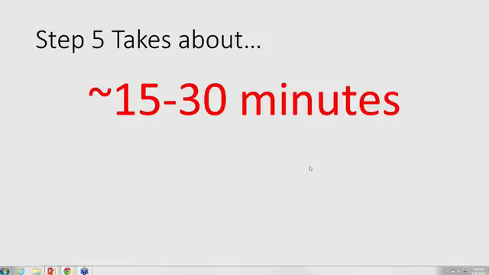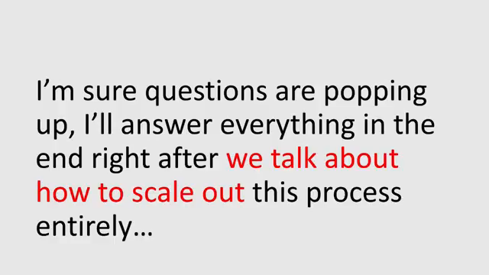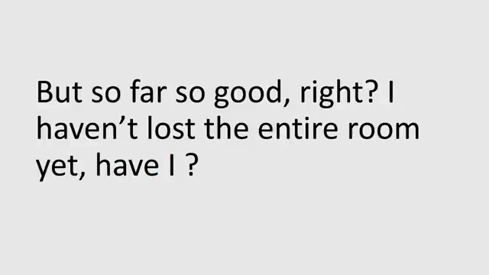Okay, so recap. You've made a new post, you added the embed, you haven't broadcast it yet, okay? You added some content, a link out to your site, you created the blog or created the Tumblr, and now you have submitted your new post for syndication to your social networks. I'm sure the questions are popping up. I see them coming in the chat box in rapid succession from a thousand people, and I'll answer everything at the end. Right now, let's talk about how to scale this process out entirely. So far, so good. I have not lost the entire room yet, have I?